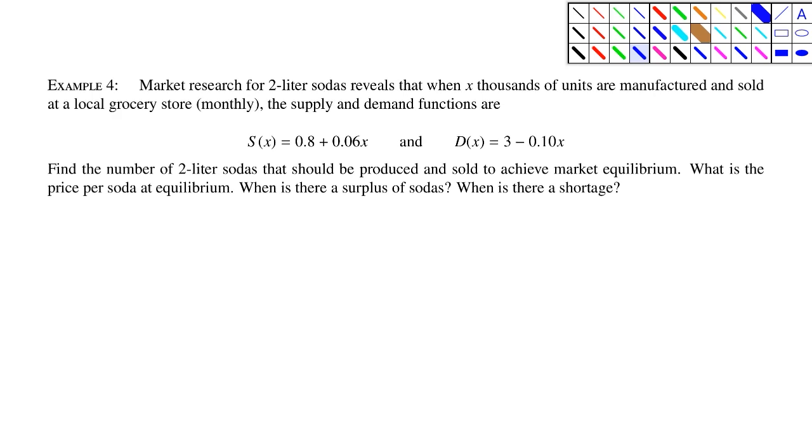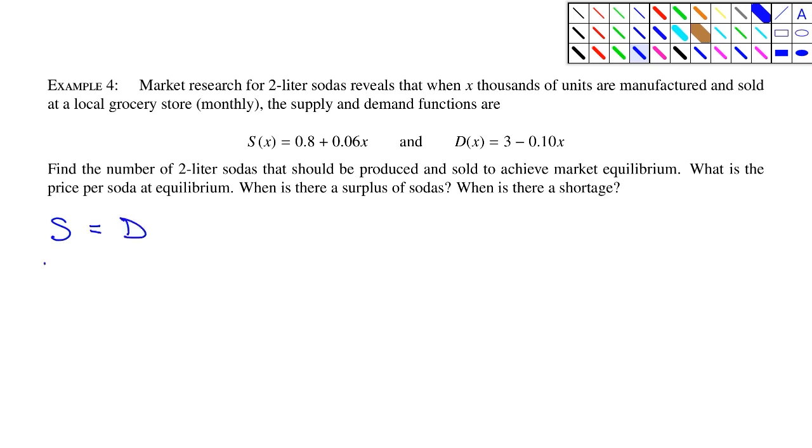Example number 4. Market research for 2-liter sodas reveals that when X thousands of units are manufactured and sold at a local grocery store on a monthly basis, the supply and demand functions are S of X is equal to 0.8 plus 0.06X, and D of X is equal to 3 minus 0.10X. Find the number of 2-liter sodas that should be produced and sold to achieve market equilibrium. And then what is the price per soda at equilibrium, and when is there a surplus, and when is there a shortage?